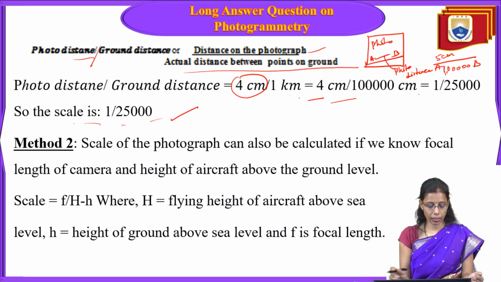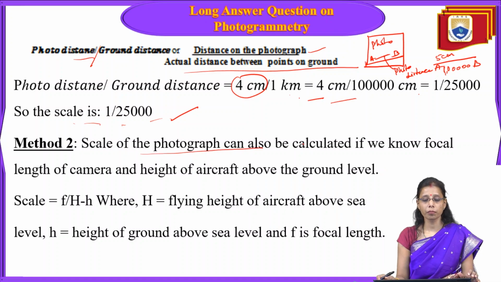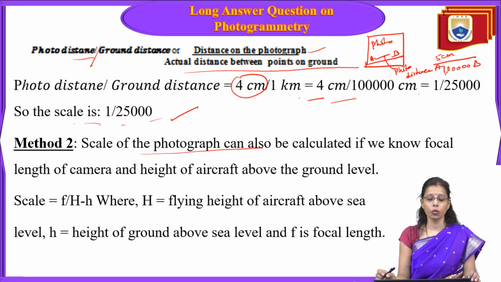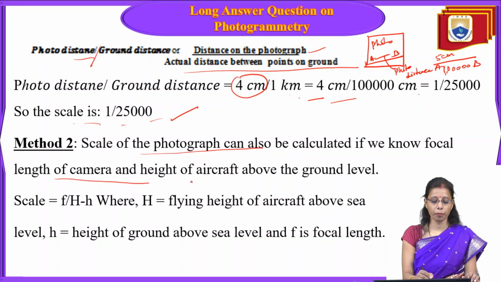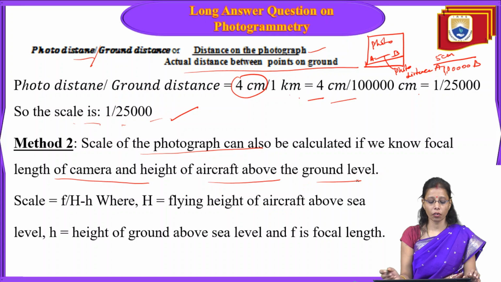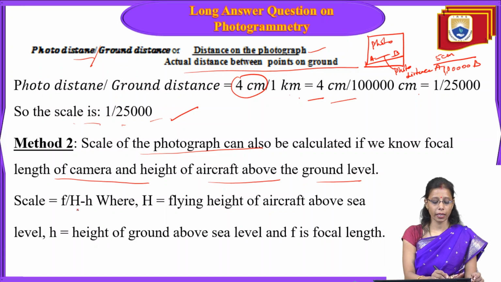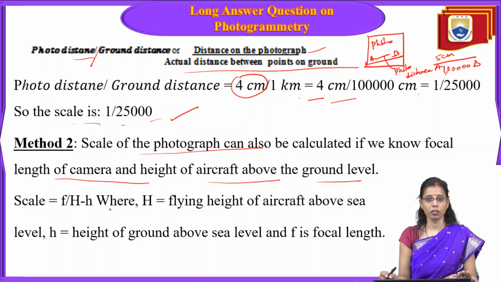And what is the second method here? The scale of a photograph can also be calculated if we know the focal length of the camera and the height of the aircraft above the ground level. So scale is F by H minus h. This is one more method we use. Scale is equal to F by H minus h.